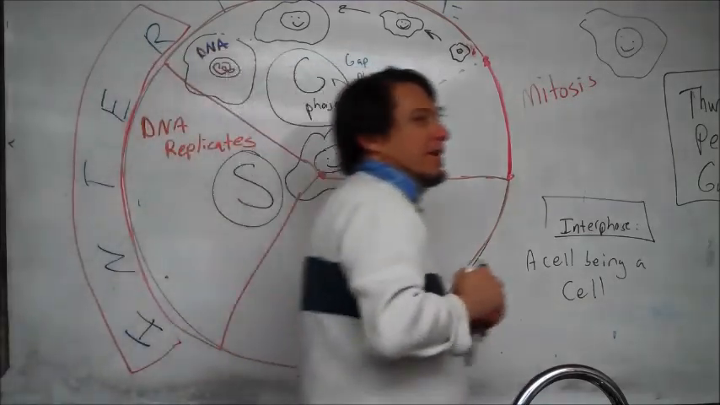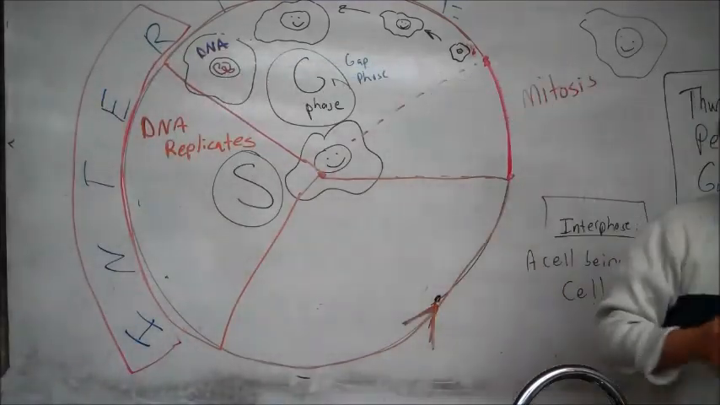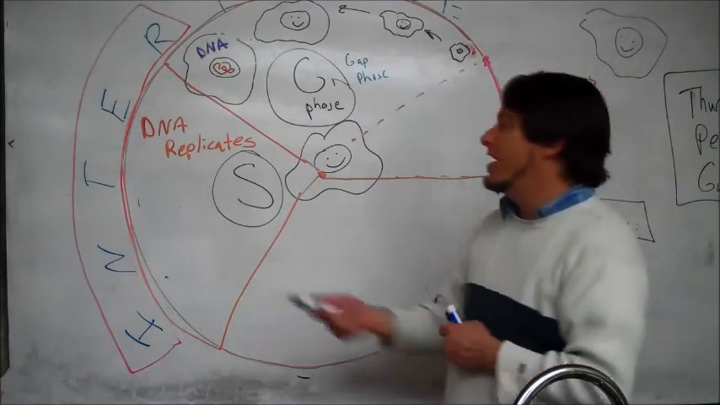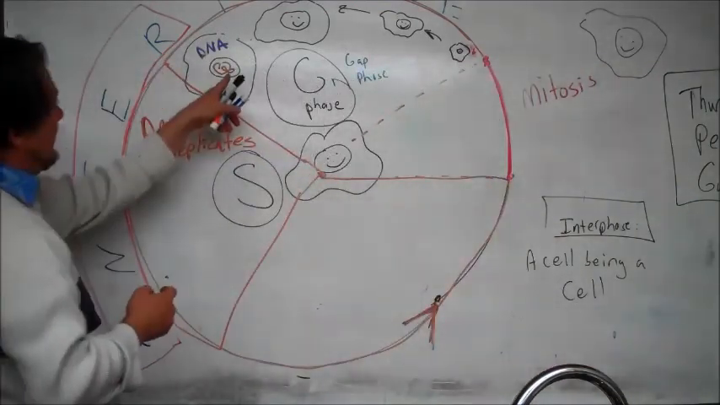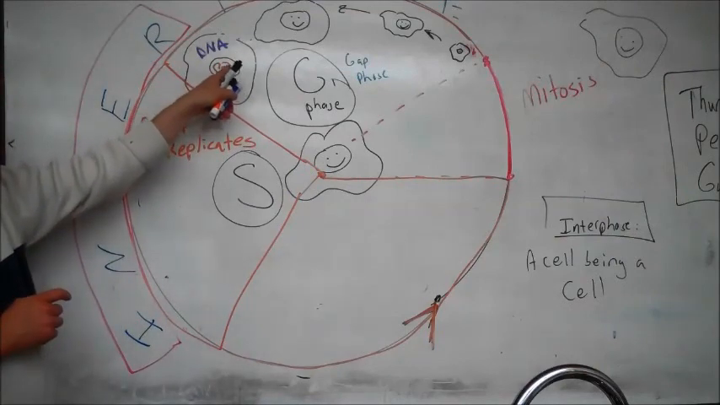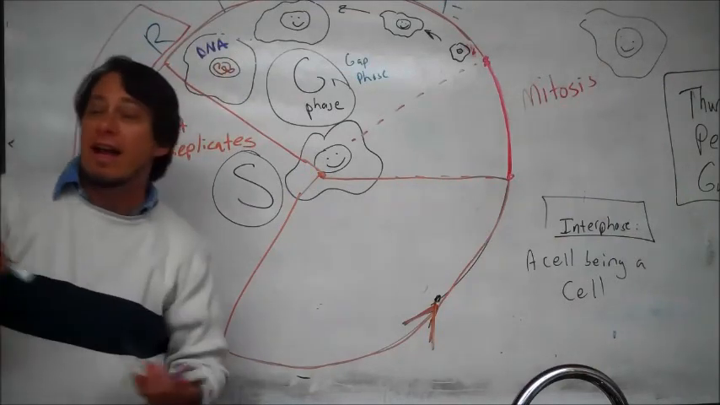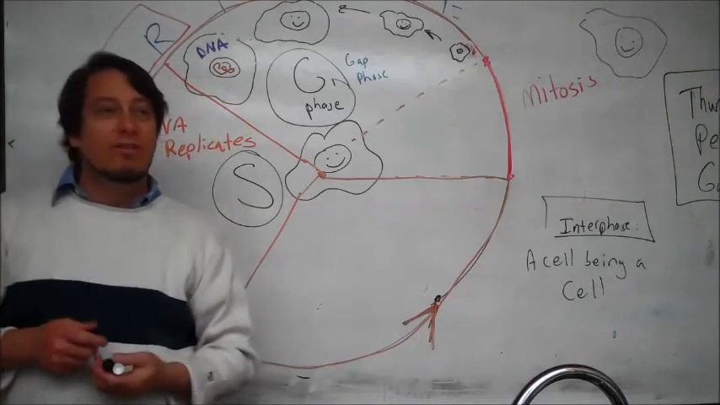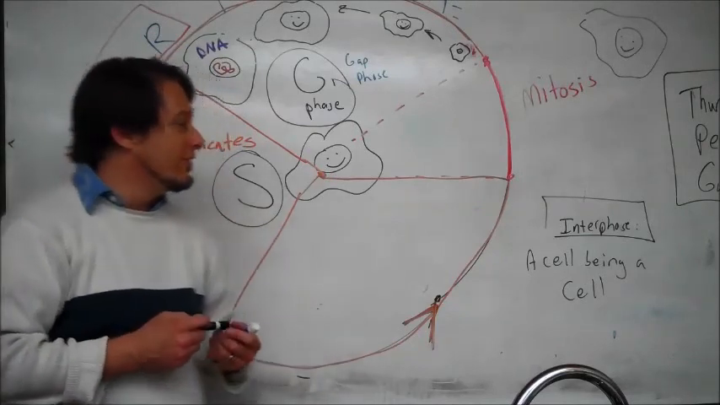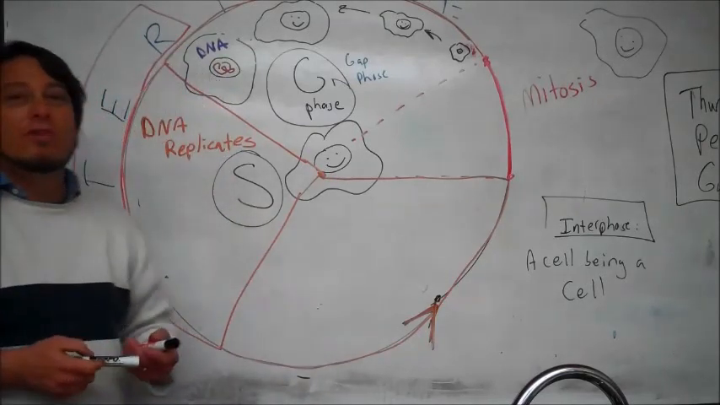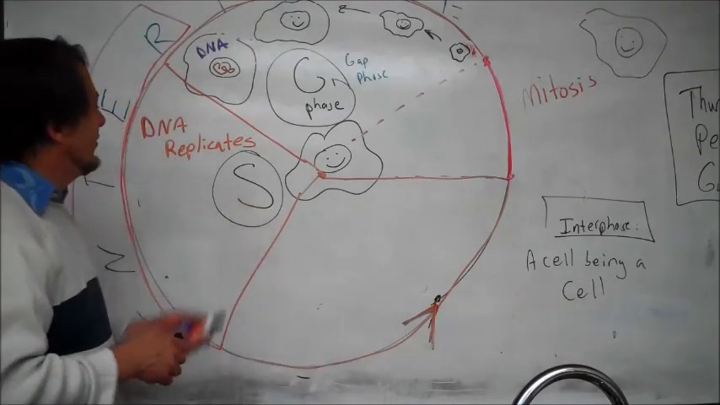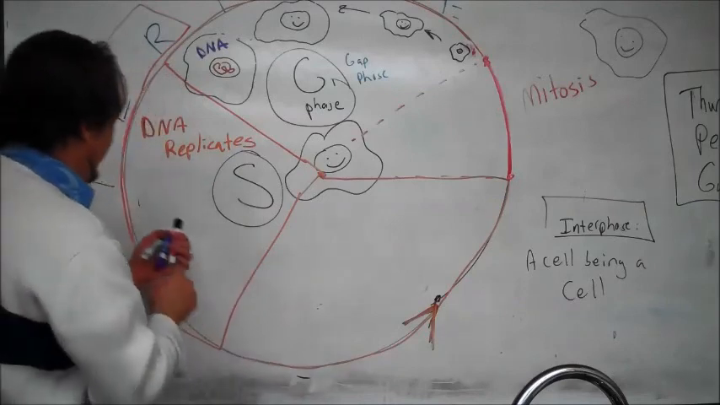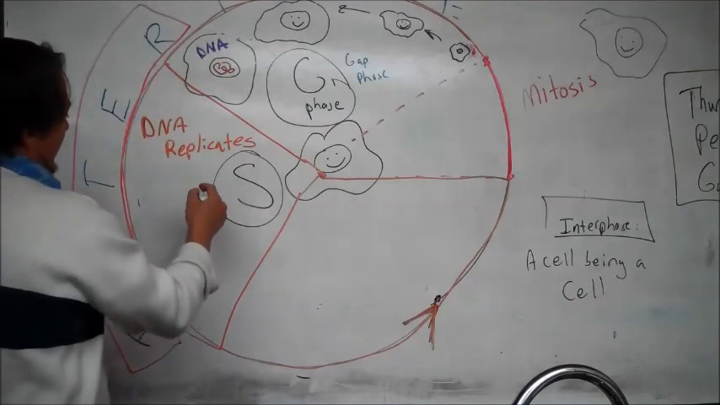What does replicate mean? Copy. DNA replicates. DNA makes a copy of itself. And so Jimmy's got this long string of instructions inside of him, his DNA, his instructions for doing everything. And if there's gonna be two Jimmys, then Jimmy's got to make a copy of the DNA, and that's exactly what happens here in the S phase.